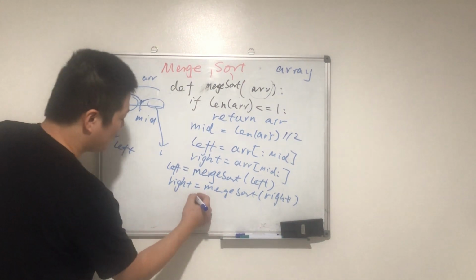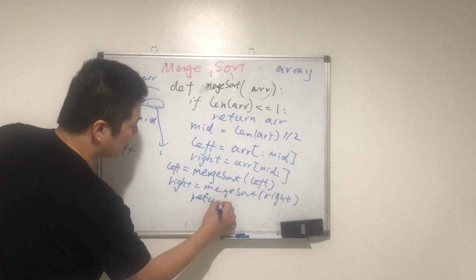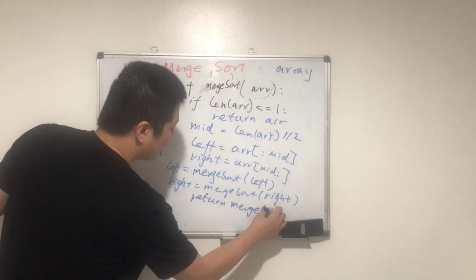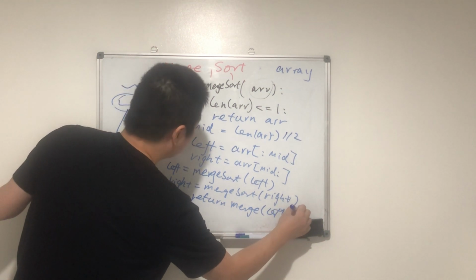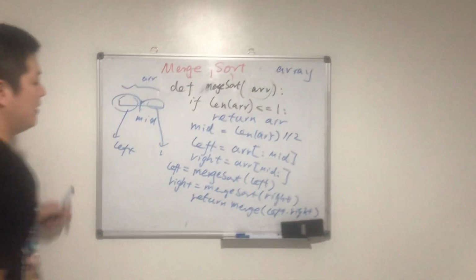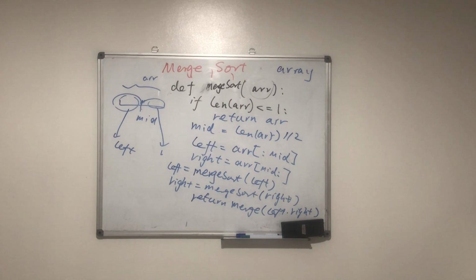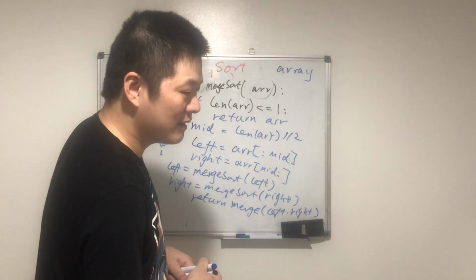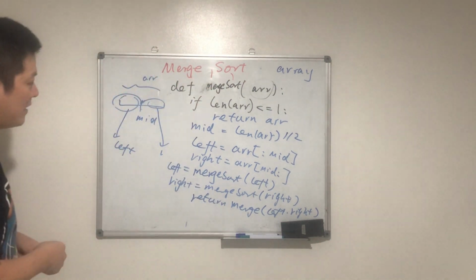MergeSort 1, 3, merge 2, 4, 5, 7, 6, 8, 9, 10, merge 12, 17, left and right, right? Okay, so you get it? Do you get it? Yes. Yeah, do you get it?